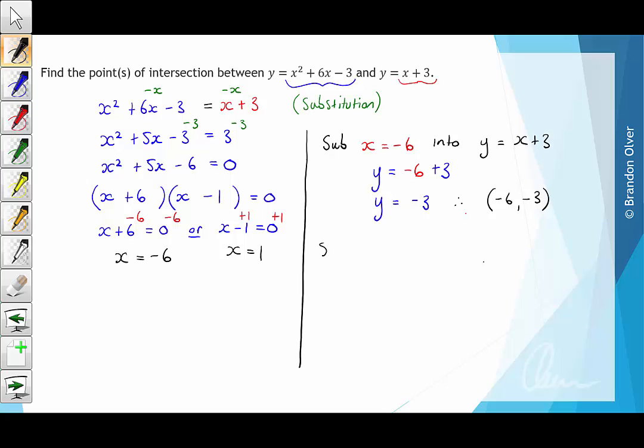Next, we repeat the same process. So we're going to sub x is equal to 1 into the same equation y equals x plus 3. And we'll find that y is equal to 1 plus 3. Therefore, y equals 4, and we get that the coordinate of the point of intersection is 1, 4.